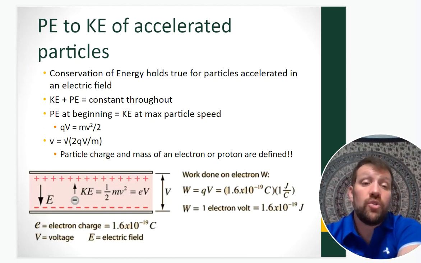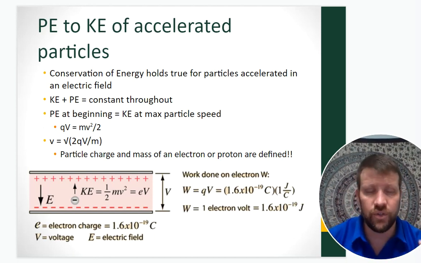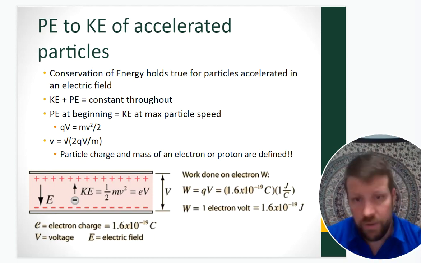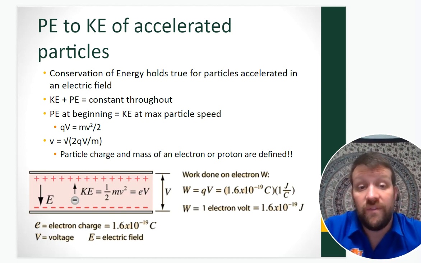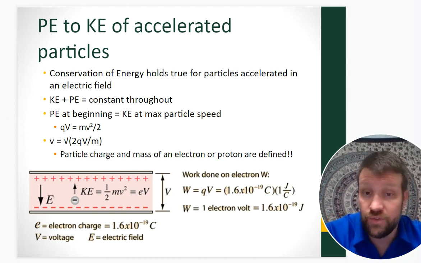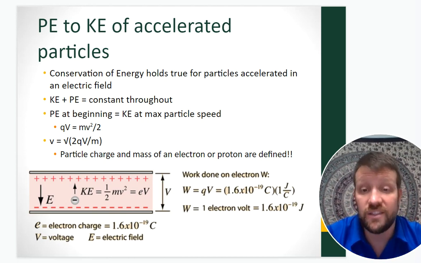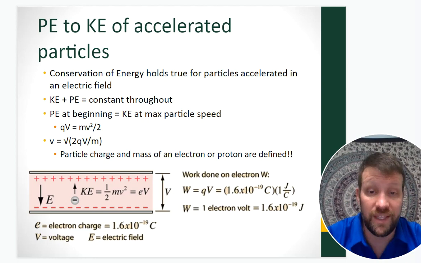Now, to take a step back: we mentioned this electric potential energy, but we were talking about kinetic energy and these objects moving, and how do we make this overall correlation? That happens because of conservation of energy. It holds true for these particles that are accelerated. The kinetic and that electric potential energy will be constant throughout. That electric potential energy, we said, is QV, and that's what the potential would be at the beginning, before an object is accelerated.